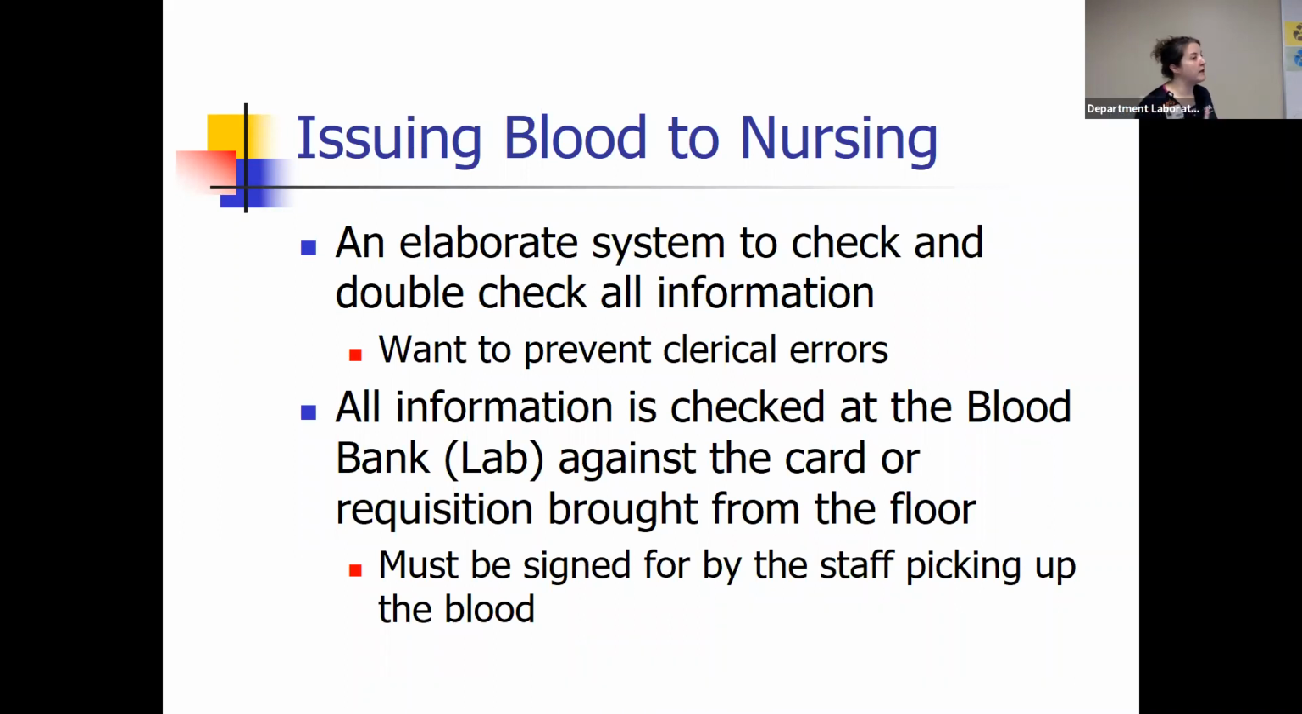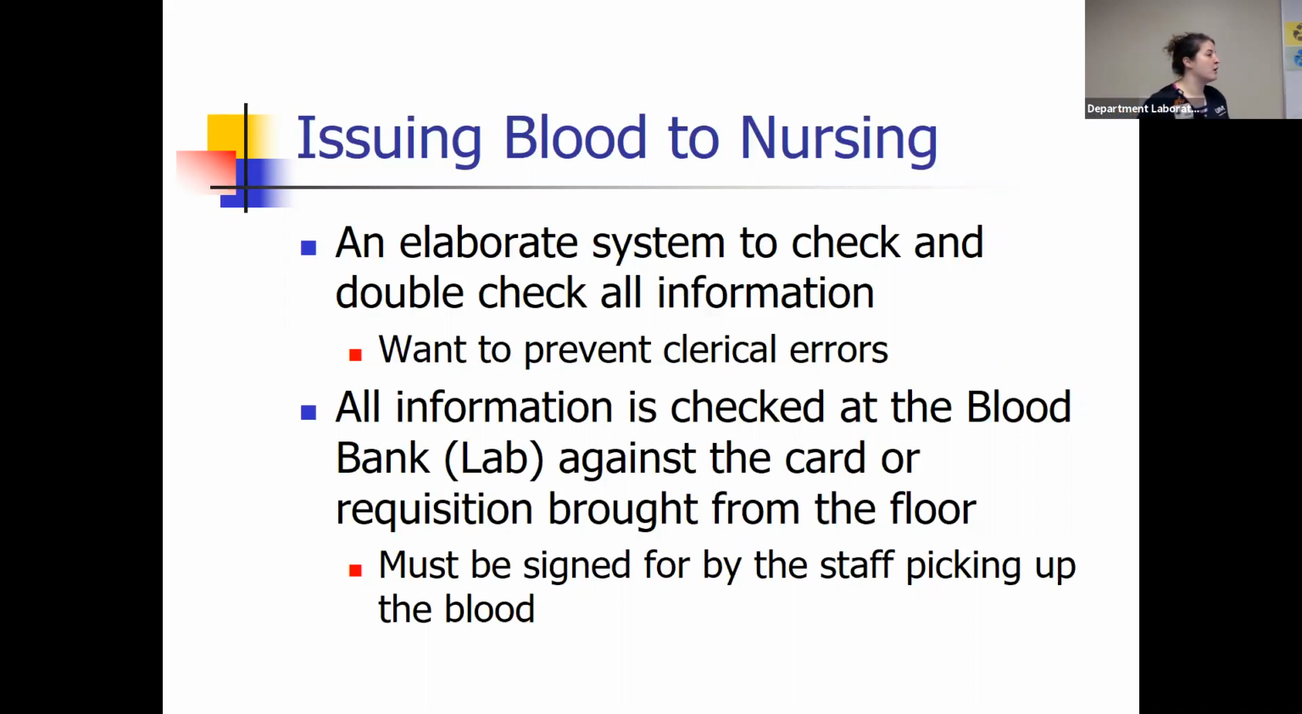All right, so issuing blood to the nursing staff. It's an elaborate system, all right? So remember, before that unit leaves blood bank, not only has the testing tech verified their work, but the issuing tech will also confirm patient ABO and RH, confirm compatibility of the unit, confirm all attributes have been met, like if it's antigen negative, if the patient needs irradiation, if the patient needs leukodepleted or washed product. The issuing tech must make sure that all of those attributes are met.